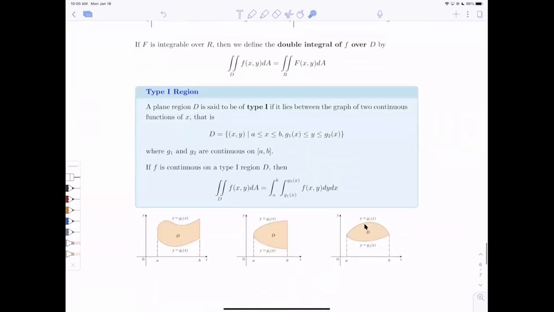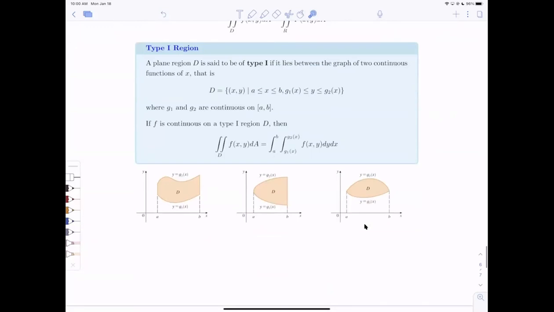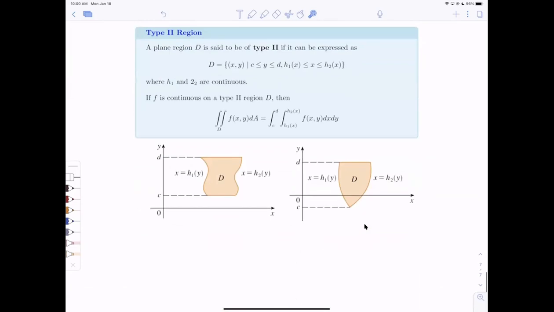So to do this, we have two types of region. Type 1 region is that your region lies between the graphs of two continuous functions of x. So something like this. Okay? Two continuous functions. Anyway, that's type 1 region, and I gave you the formula here that you can use. And then type 2 region is exactly the opposite of that. So it's in between those two continuous graphs. That's called type 2 region, and this is a formula to calculate it.